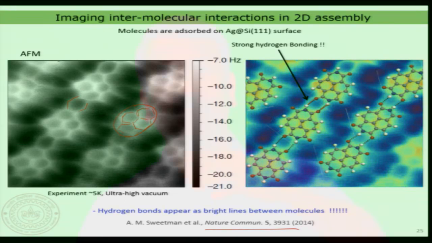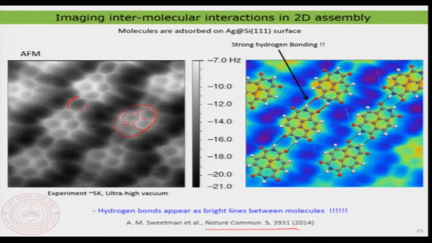We know that hydrogen bonding is also a very strong bonding where there is a true charge delocalization between the atoms that participate in the hydrogen bonding. Now you clearly see that there is a certain electron density observed between the molecules, which indicates that there is a charge transfer between the molecules when they undergo hydrogen bonding. This is something you can now spatially resolve using atomic force microscopy. This is very, very beautiful.